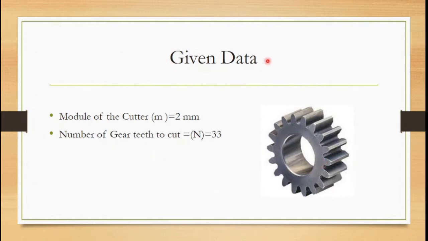This is the given data. By using these two data, one is the module of the cutter is equal to 2 millimeter, number of gear teeth to cut capital N is equal to 33. By using these two data, we can calculate the other gear tooth parameters. We can observe in this photo. So this is the spur gear we are going to produce by using milling machine by calculating the different parameters of this gear.